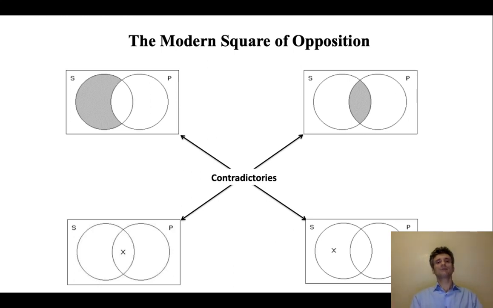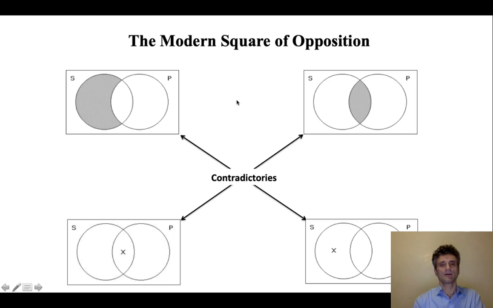And that's another reason why, in order to preserve at least the contradictory relationship, we must work with a modern square. The modern square does not make the existential assumption. So think about this. Contraries in a traditional square of opposition, namely A and O are contraries. They cannot both be true, but they may both be false.